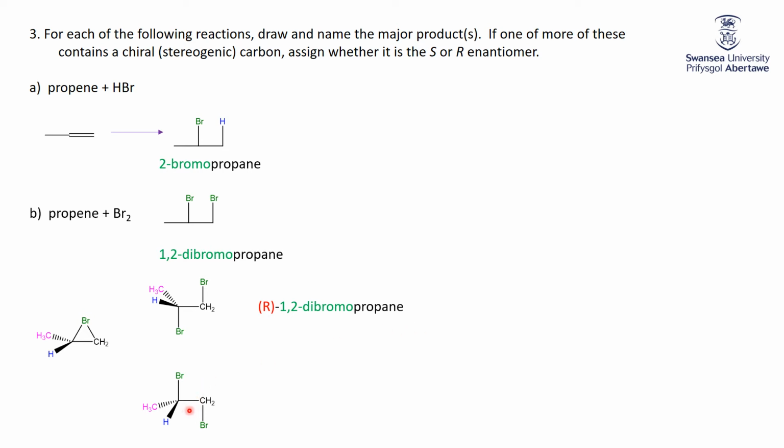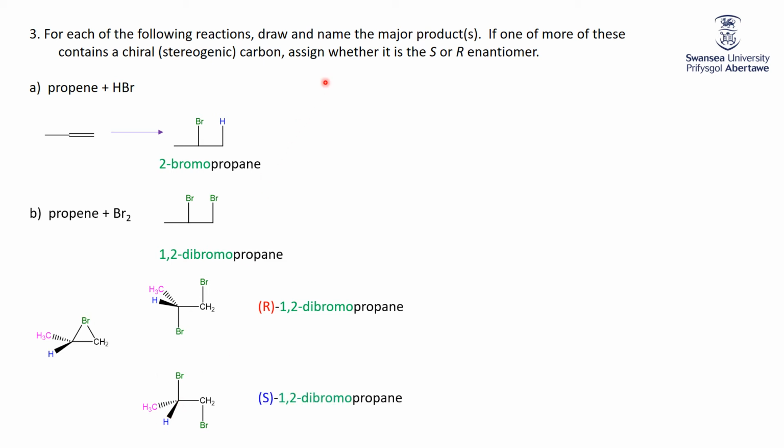So you better hope this one is the S. Let's make sure. So bromine number 1 priority, CH2Br number 2 priority, CH3 number 3 priority. So here we're going clockwise. Clockwise with hydrogen going away from you is R. So clockwise with the hydrogen coming out at you is S.